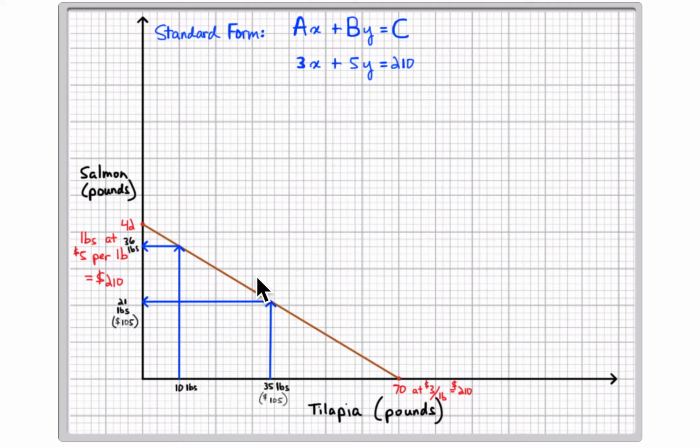Now remember, these are solutions to this equation because they add, so the x value and the y value both add to 210. Now notice that the decrease from 42 to 21 is a decrease of 21, because remember, cut this in half. And so that amount of money has to be the same as this increase of tilapia. So you're going to increase $105 and you're going to decrease $105 of salmon.